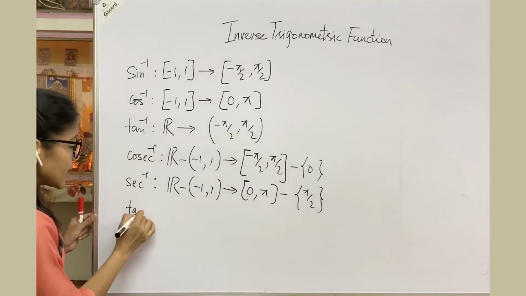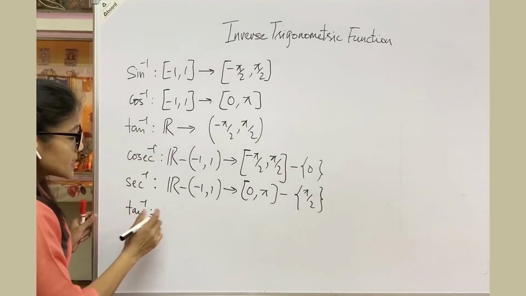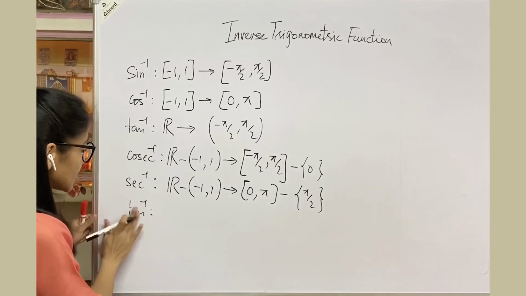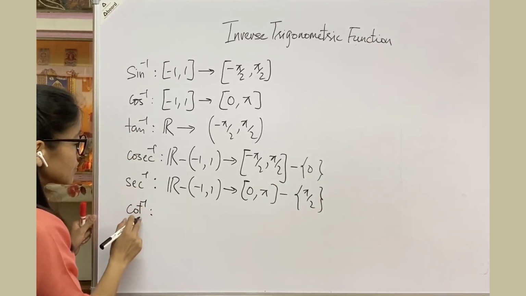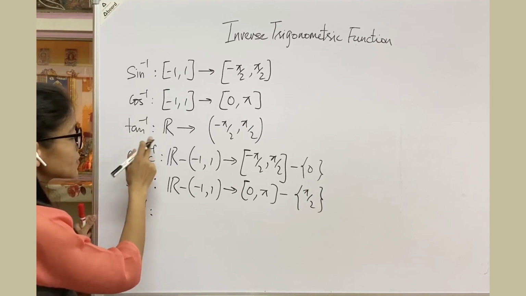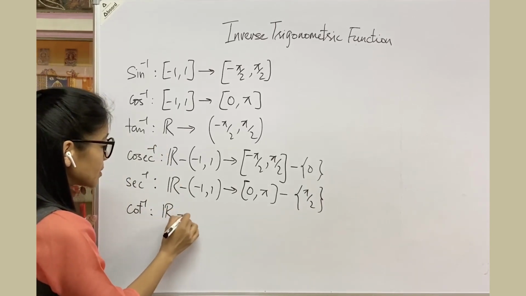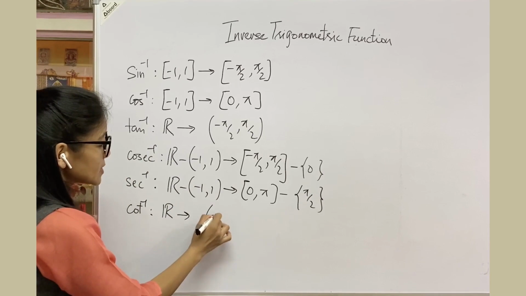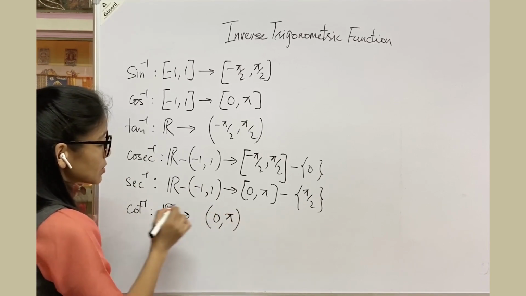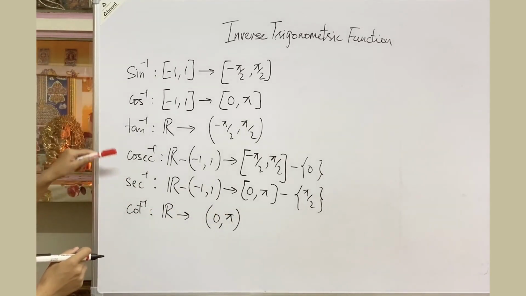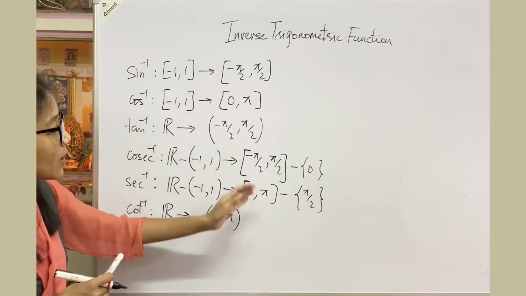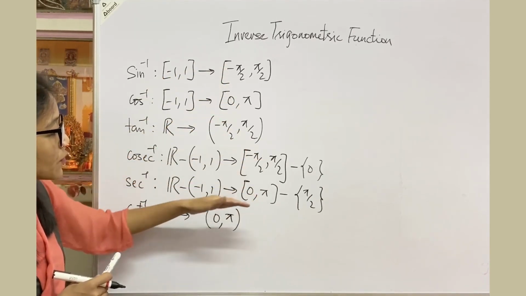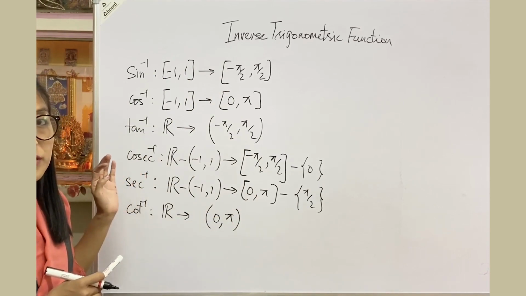And then we have tan inverse, sorry, not tan inverse, cot inverse. Tan inverse we had already written here. Next is cot inverse. Now cot is the reciprocal of tan, so its domain is the set of all real numbers, and its principal branch is the open interval 0 to π. So these are the 6 inverse trigonometric functions with their domains and principal branches.